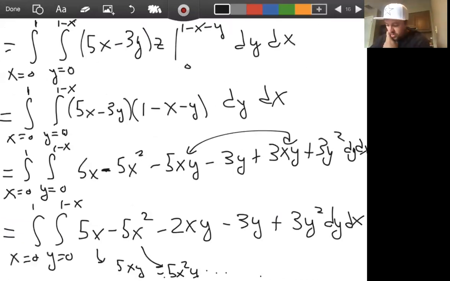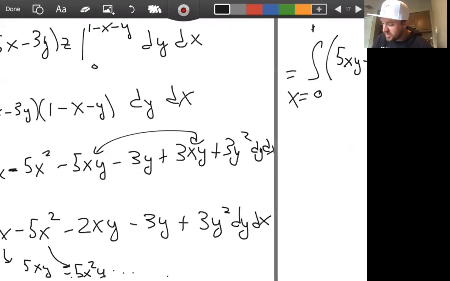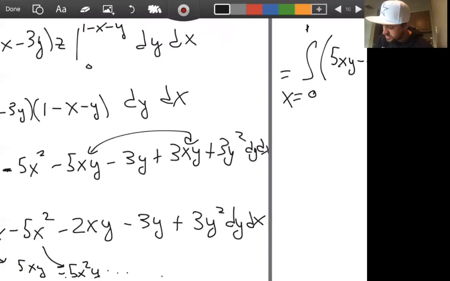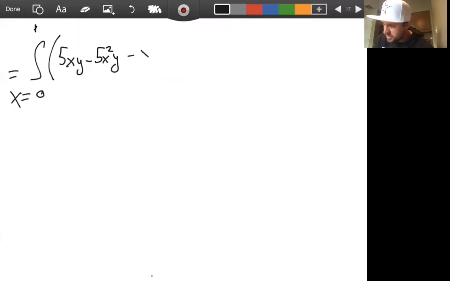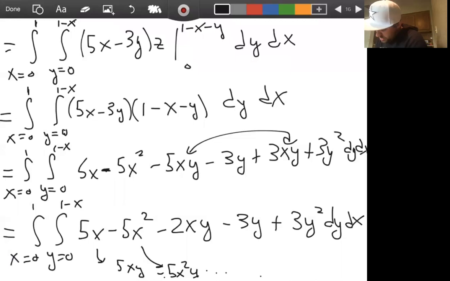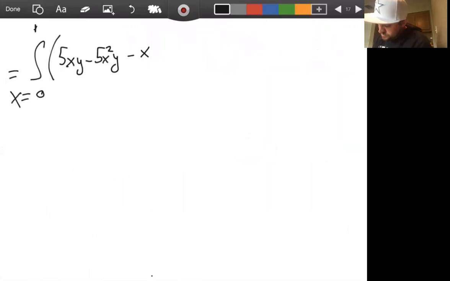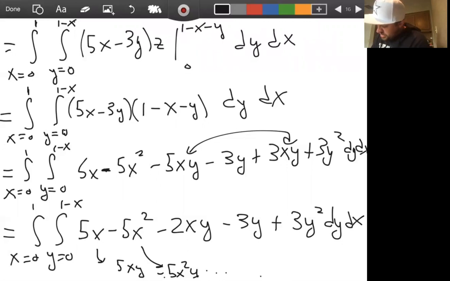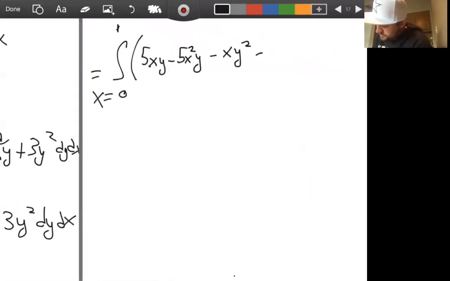Integral of negative 2xy with respect to y. Well, the integral of y is y squared over 2. So that becomes xy squared. And it was minus, right? Minus 2x y squared, yes. So minus 3 halves y squared.